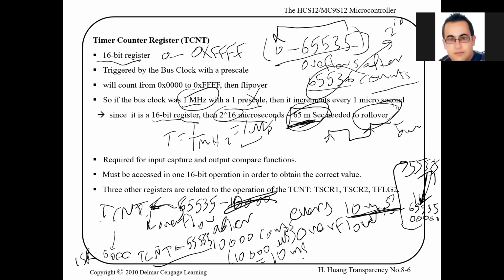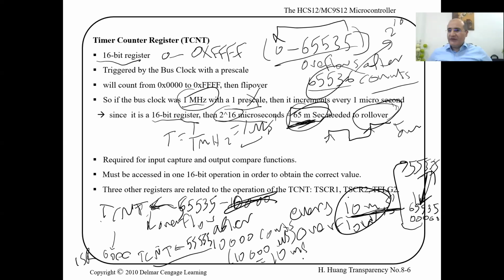Yes, Mustafa? Yeah, you can write an initial value. You can make it initially start counting from 55,535 instead of 0. Okay. But when it overflows after 10,000 counts, it's going to become 0. So manually inside the interrupt service routine, you need to make sure to rewrite 55,535 in it again.